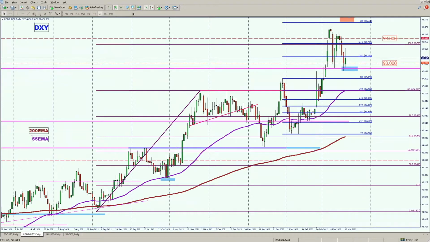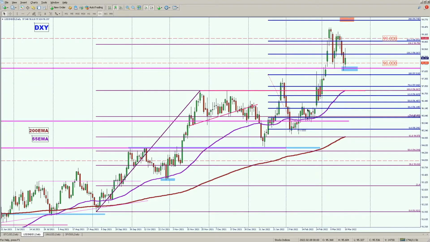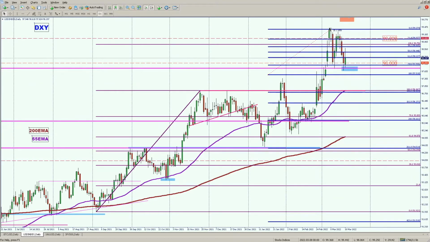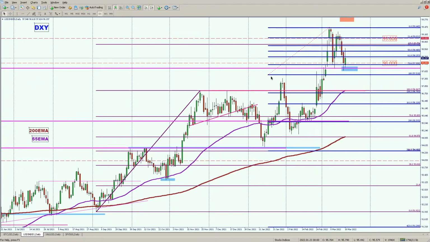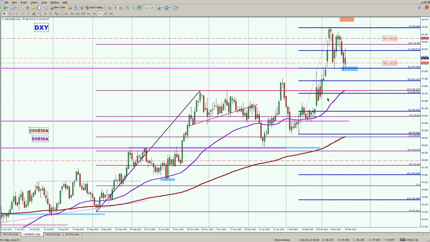Okay, so we could now also move this fib to check the retracement. And it came back to the 38 FIB retracement level, which is where that previous swing high was, and the support zone. So this is still a support level.